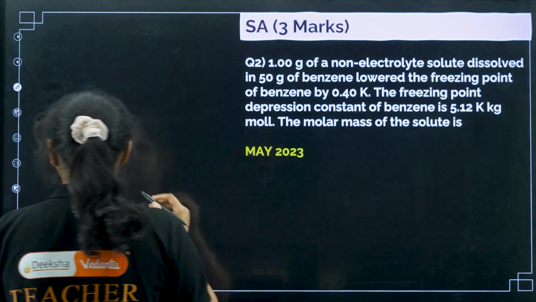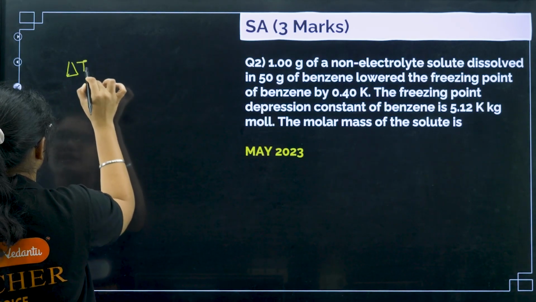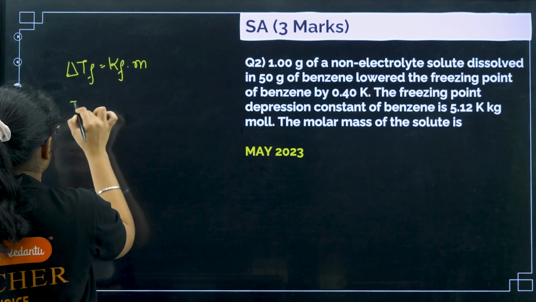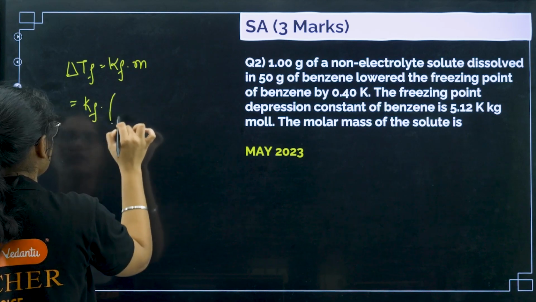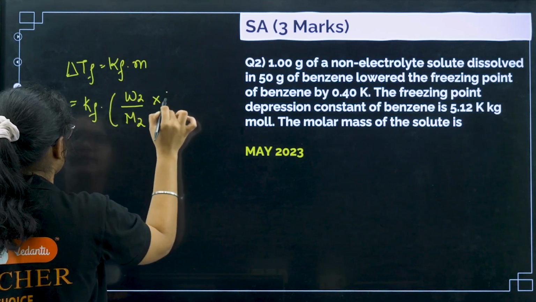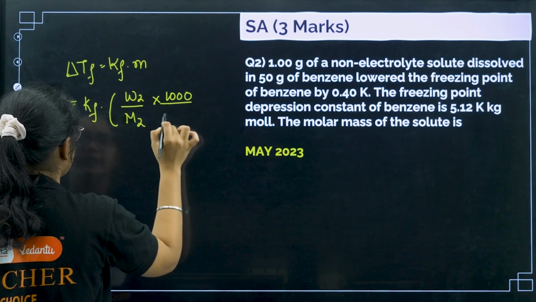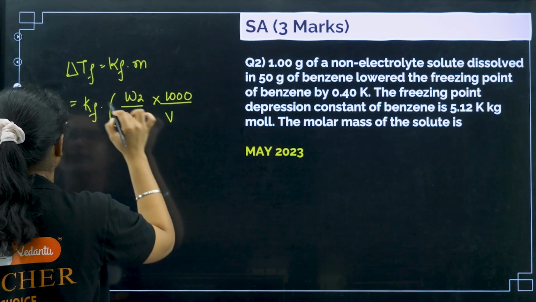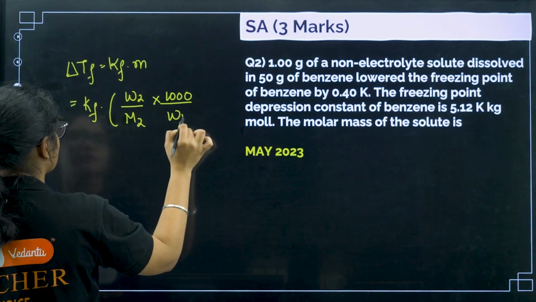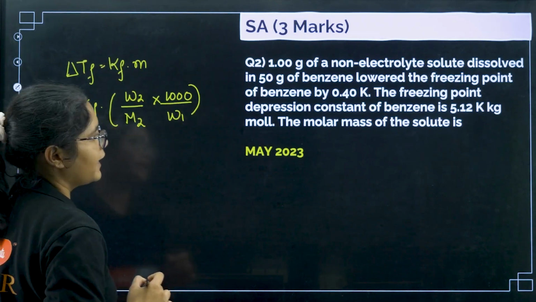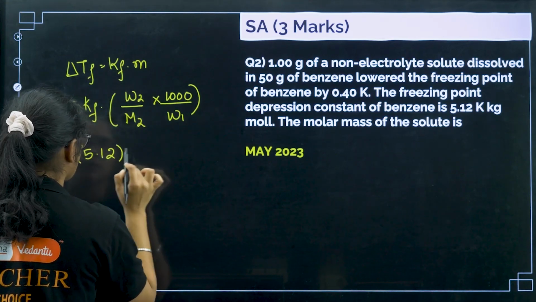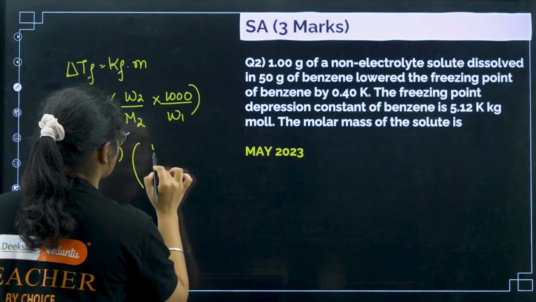The same formula again we will use for freezing point depression, that is delta TF is equal to Kf into m. Molality will be W2 by M2 into 1000 by W1. Okay, next Kf value is 5.12. Next W2 value is 1 gram.